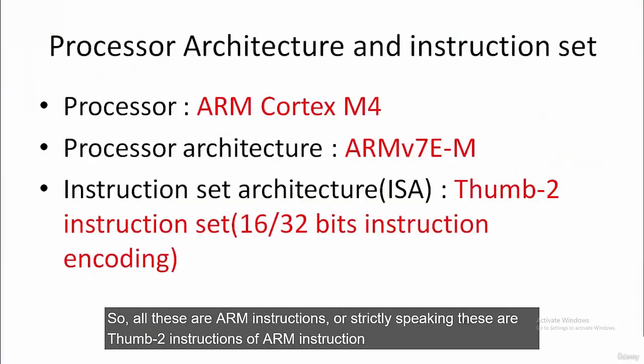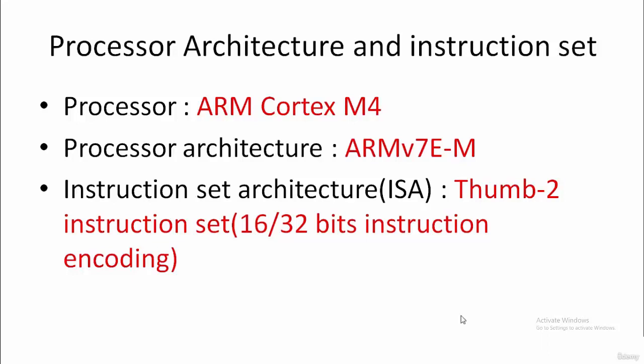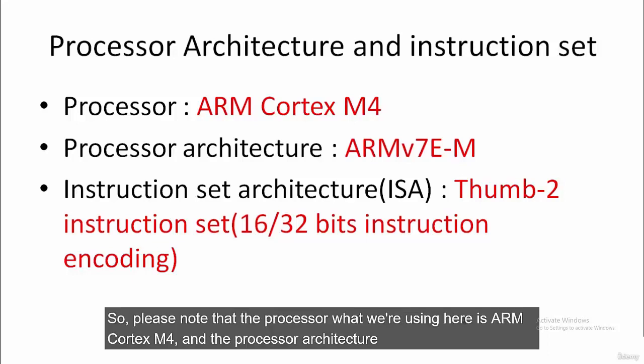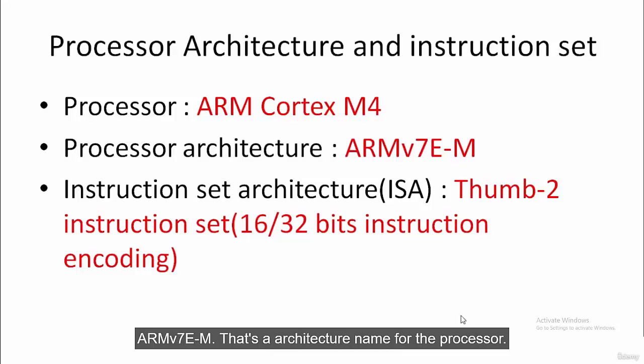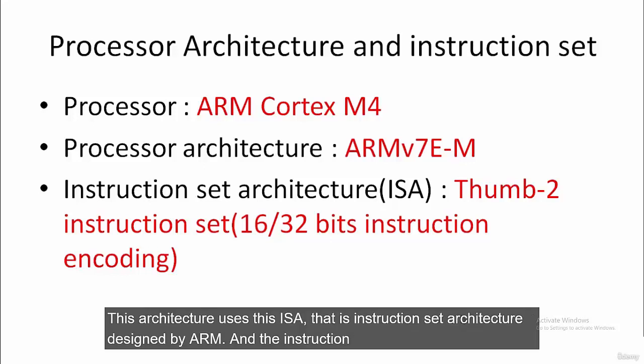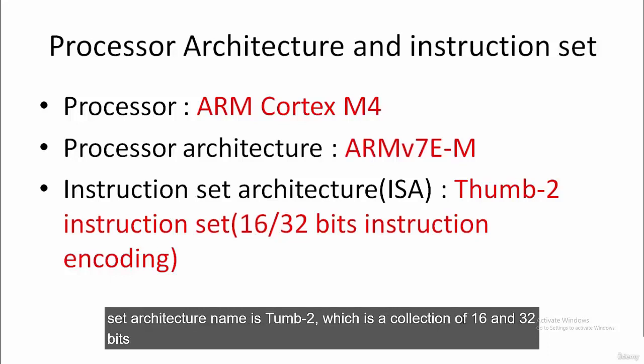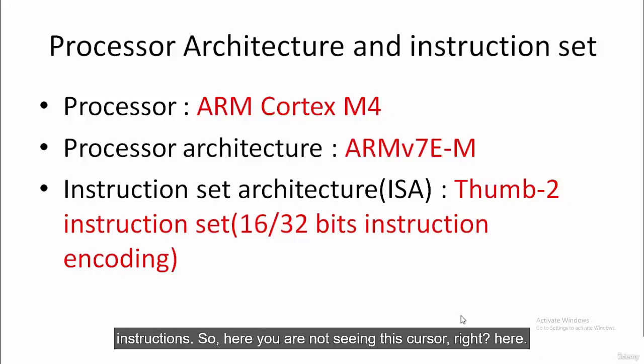All these are ARM instructions, or strictly speaking, Thumb-2 instructions of the ARM instruction set architecture. Please note that the processor we are using here is the ARM Cortex-M4, and the processor architecture is ARMv7E-M. That's the architecture name for the processor. This architecture uses an ISA, that is instruction set architecture, designed by ARM. The instruction set architecture name is Thumb-2, which is a collection of 16 and 32 bit instructions.